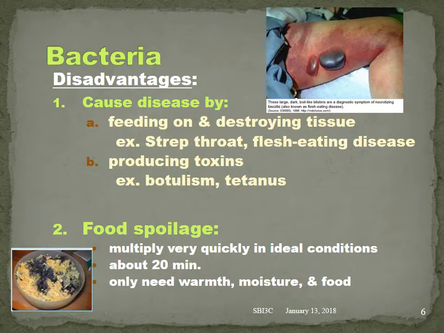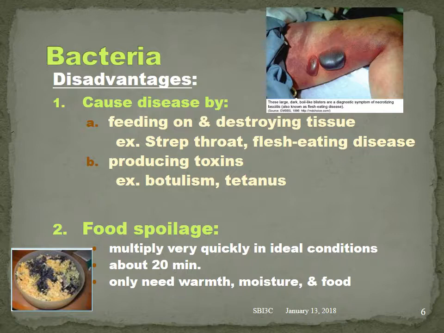Some of the examples that we're going to be talking about: strep throat, flesh-eating disease, botulism, tetanus, that sort of thing. If you look at that fairly disturbing photo on the upper right of the slide, that is actually an example of necrotizing fasciitis or flesh-eating disease, which is a terrifying bacteria. And the second one here is food spoilage.